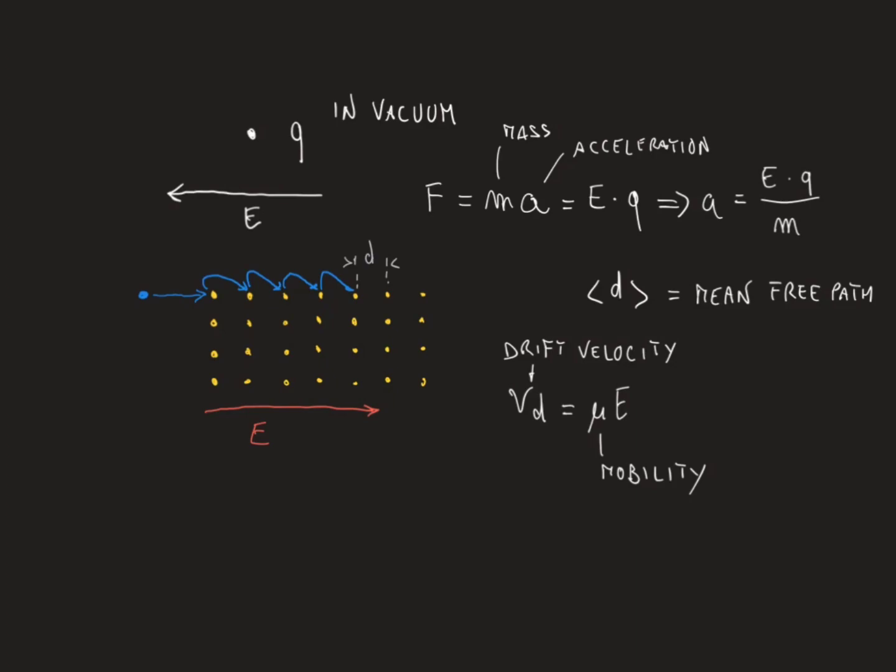Mobility is a characteristic feature of the material we are considering, so of the metal making up the wire, and also is a function of the temperature. In particular, the mobility tends to decrease when the temperature increases. So while for a charge carrier in vacuum, the acceleration is proportional to the applied electric field, in the case of a charge carrier in a metal wire, the speed is proportional to the electric field.